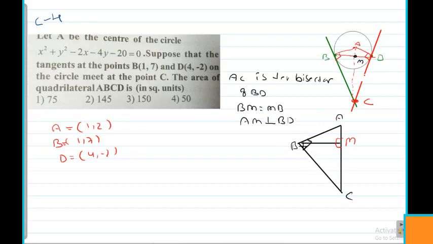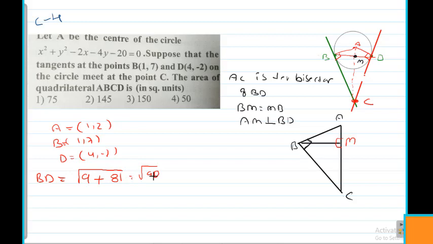I want to find the BC length. If I know the length of BM, I can find BC. BM is just half of BD. So first of all I want to find the BD length. BD equals root over (1 minus 4) squared, which is 9, plus (minus 2 minus 7) squared, which is 81. This is equal to root over 90.